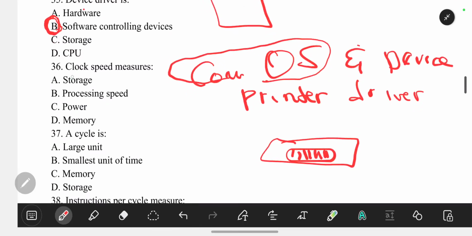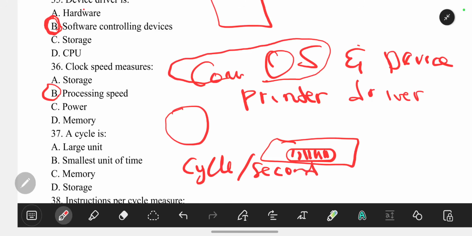Then when we look at number 36, clock speed measures the processing speed, which is just the number of cycles made per second. The number of cycles per second is what we call clock speed. It is measured in units called gigahertz, which indicates how many cycles per second the CPU performs. In other words, this is the number of instructions that the computer can execute in a given second.